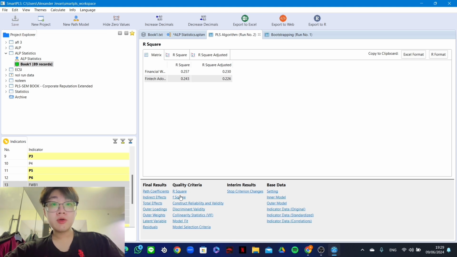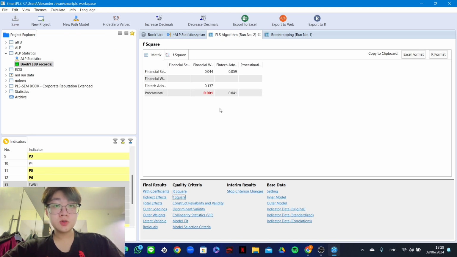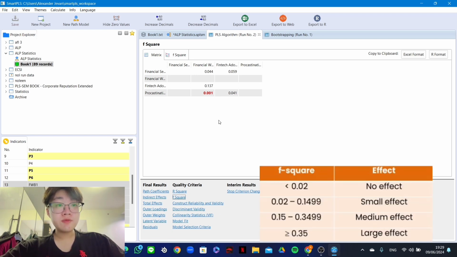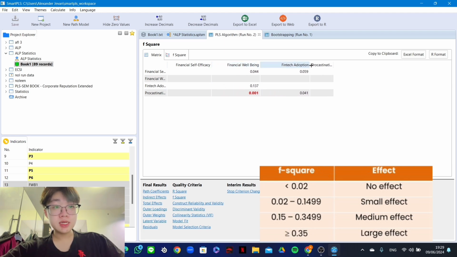So, how can we find f squared? Just stick to PLS algorithm and click f squared. Based on the data that we can see, there's a variable that is less than 0.02. Therefore, it has no effect. And the other is a small effect since it is in the range of 0.02 until 0.1499.